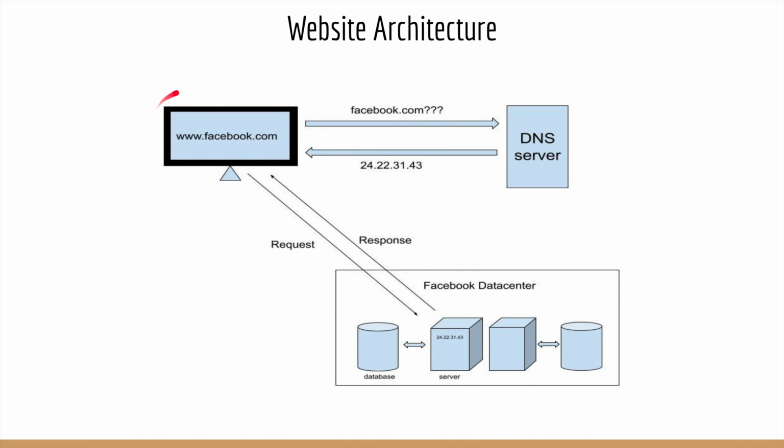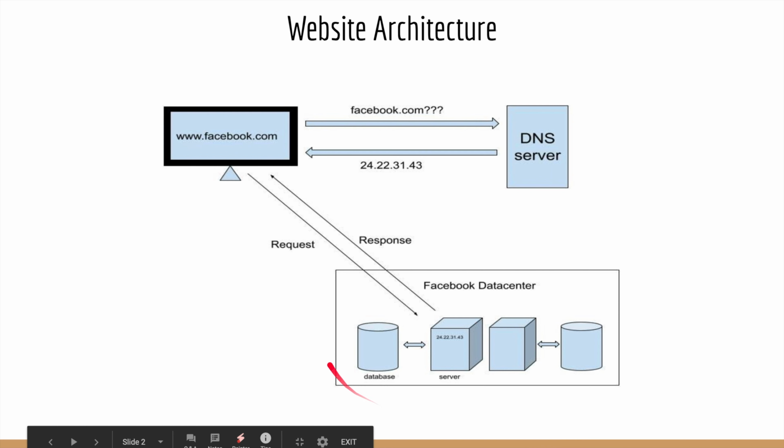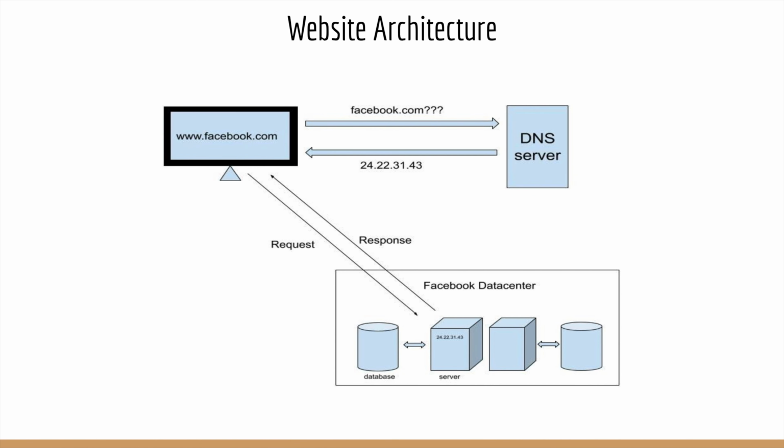So when you type www.facebook.com, first we should understand certain terminology behind this architecture. First, this laptop that you are on is called the client machine, and the browser which runs on the client machine is called client software. And what we have specified here is a Facebook data center. What is a data center? A data center is nothing but a group of servers together with the databases. It's called a Facebook data center.